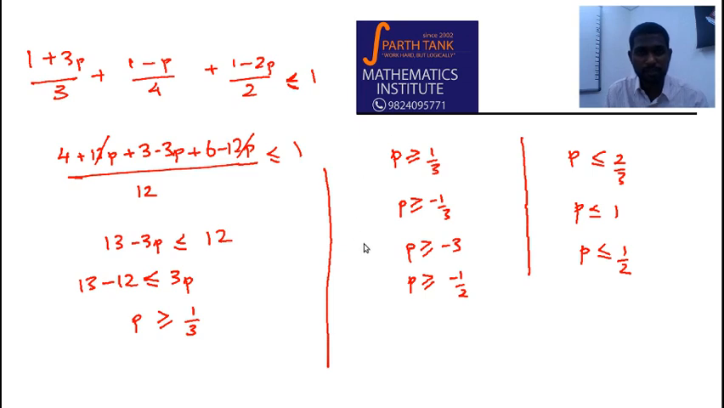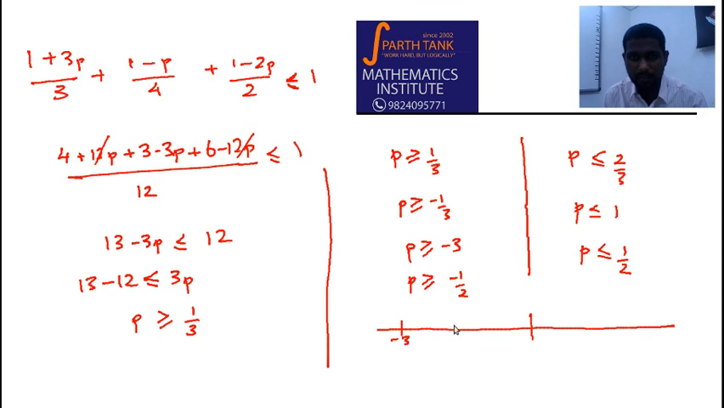So I should choose the greatest among these and the smallest among these, right? On the number line, minus 3 may be somewhere here, minus 1 by 2 will be here, minus 1 by 3 will be here, and 1 by 3 would be somewhere here. So P has to be greater than all of these, right? So only this region is allowed.